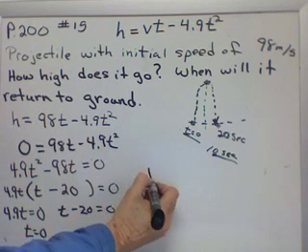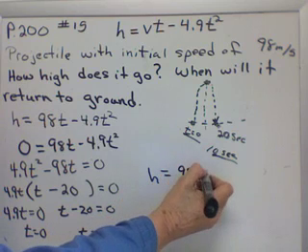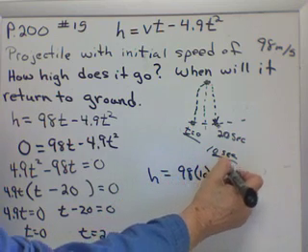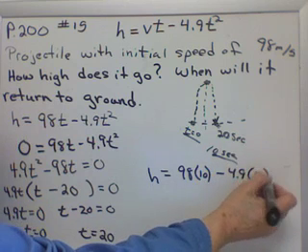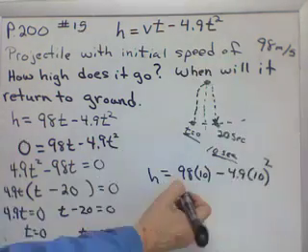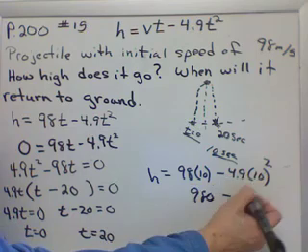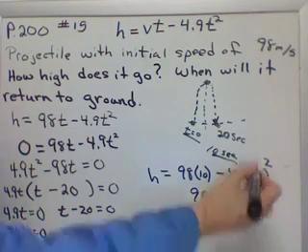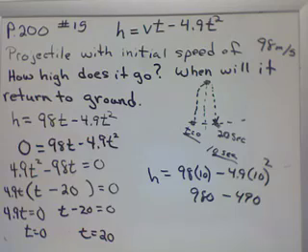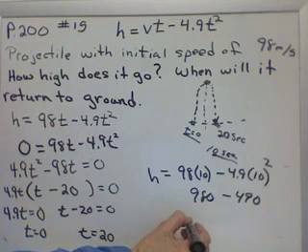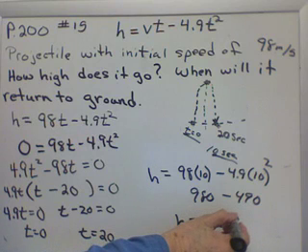So let's figure it out. So h equals 98 times 10 minus 4.9 times 10 squared. Right? So 980 minus 490, right? Pick up the little calculator and figure that out, and hopefully you get 490. So h equals 490 meters, right?